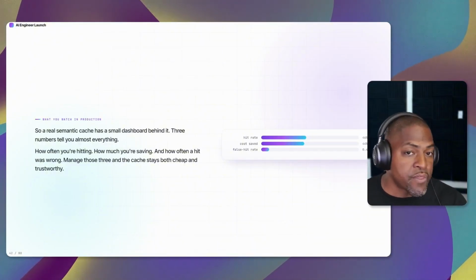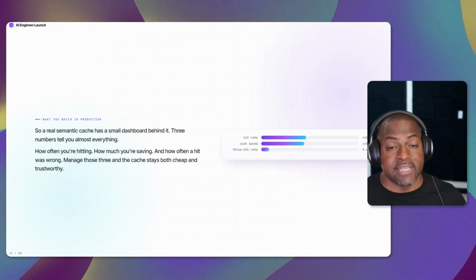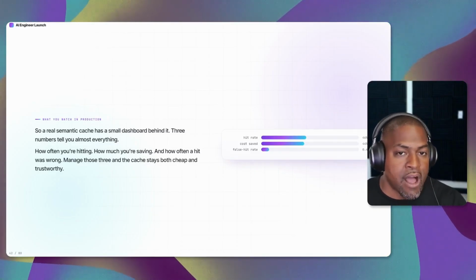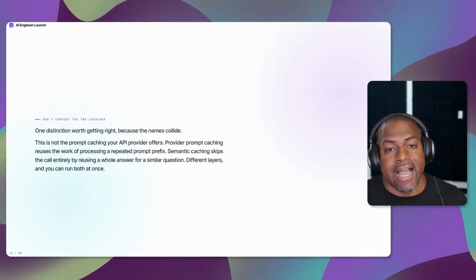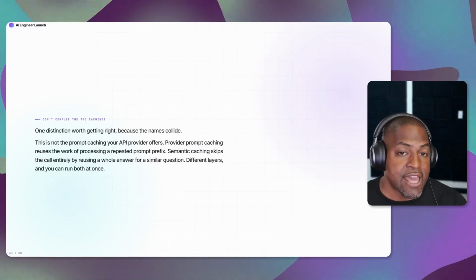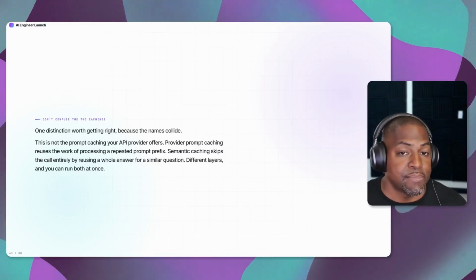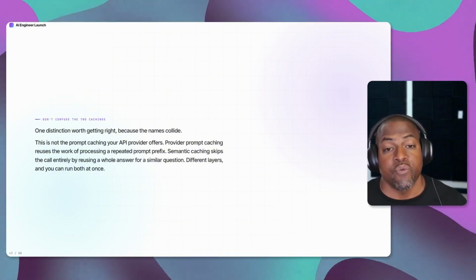One distinction worth getting right, because the names collide: this is not the prompt caching your API provider offers. Provider prompt caching reuses the work of processing a repeated prompt prefix. Semantic caching skips the call entirely by reusing a whole answer for a similar question. Different layers, and you can run both at once.